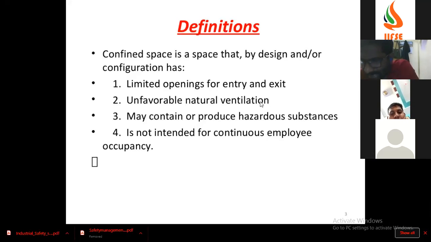What do you mean by hazardous substances? It may have H2S. The manholes in sewage, our roadside manholes, have H2S and methane. So these kinds of hazards, and lack of oxygen or oxygen deficiency, also come under hazardous substances. It is not intended for continuous employee occupancy.